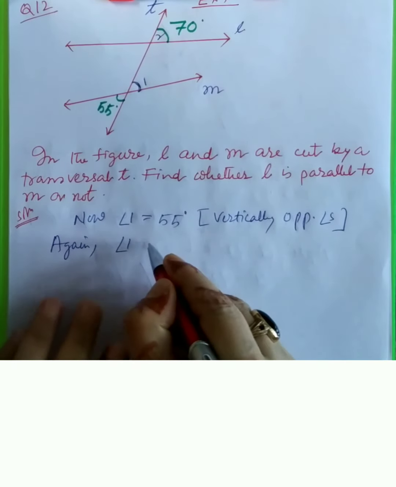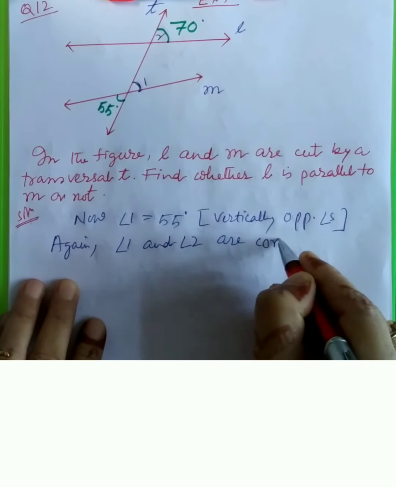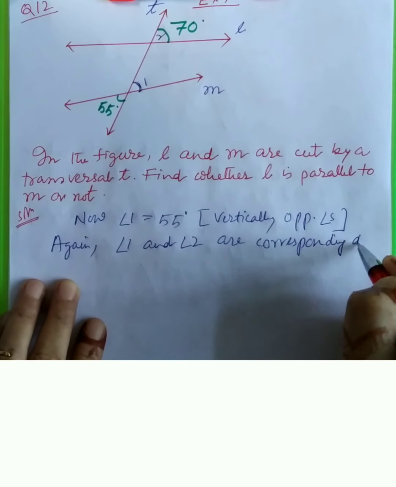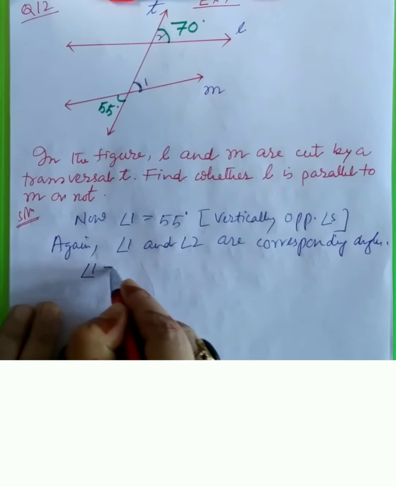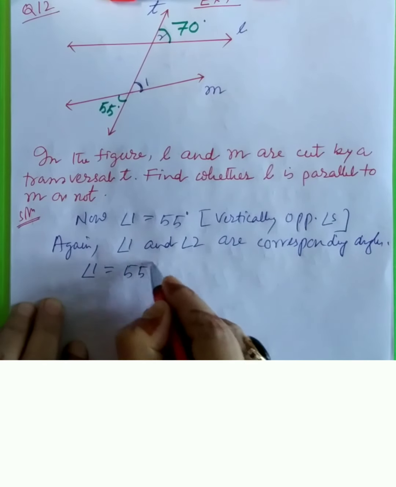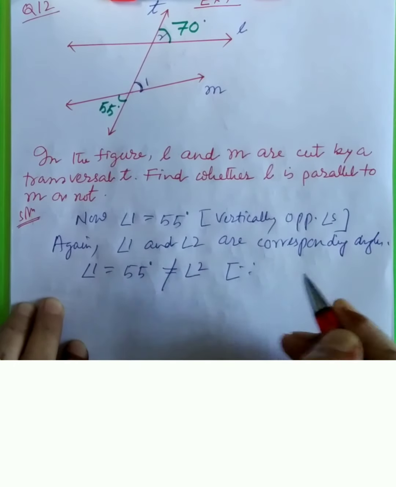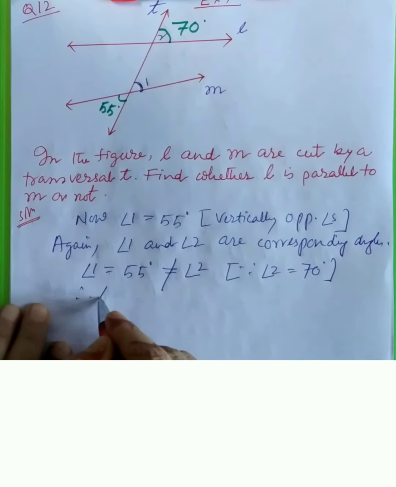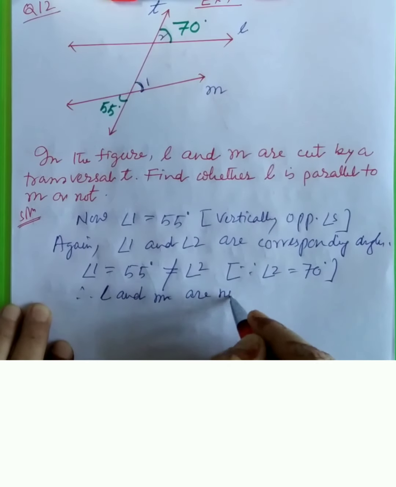Angle 1 and angle 2 are corresponding angles. And then angle 1 is equal to 55 degree, which is not equal to angle 2. Why? Since angle 2 is equal to 70 degree, given. Therefore, L and M are not parallel.